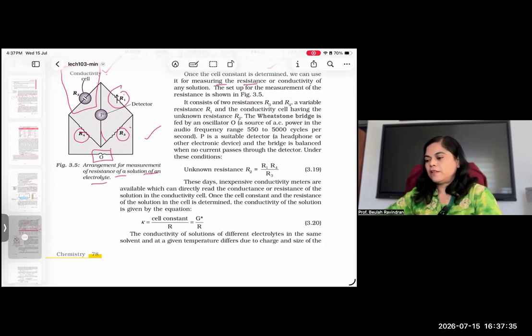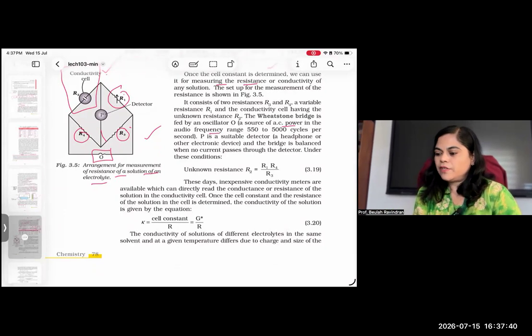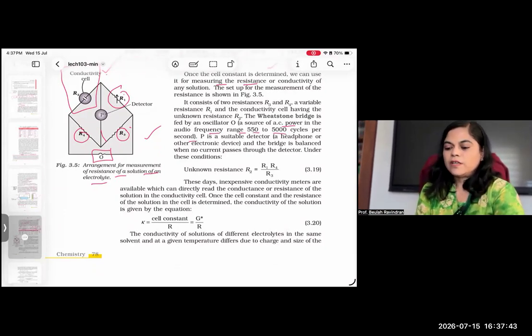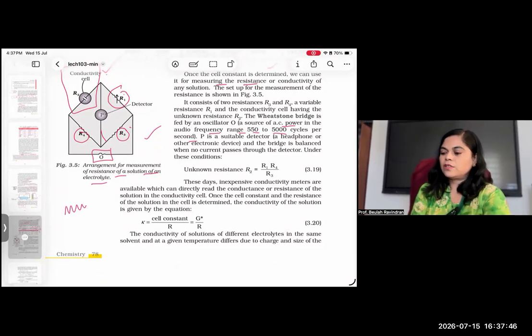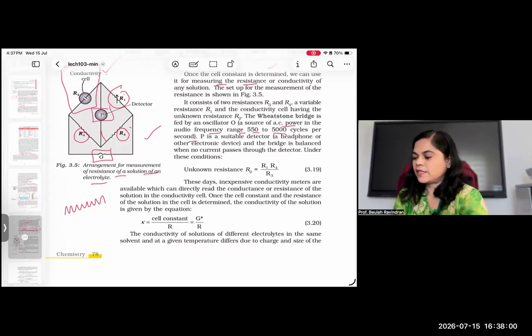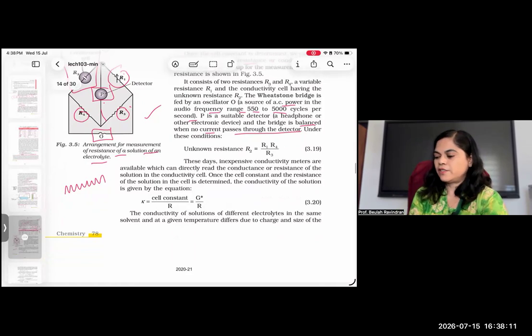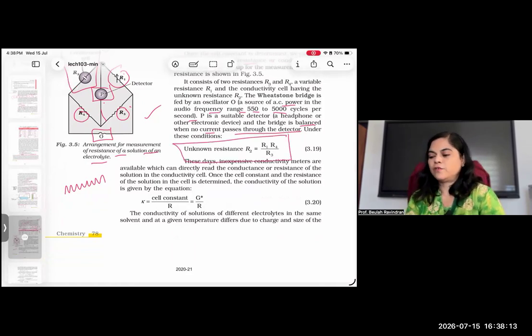So we'll see that. What is that AC power in the audio frequency range? 550 to 5000 cycles per second. It's an oscillation like that, 550 to 5000 cycles per second. Then P is a suitable detector. Where is P? Here. Instead of a galvanometer, P is connected. This is a detector, a headphone or other electronic device. The bridge is balanced when no current passes through the detector. Under these conditions, you know the bridge balance condition, so use it to find out all these things.